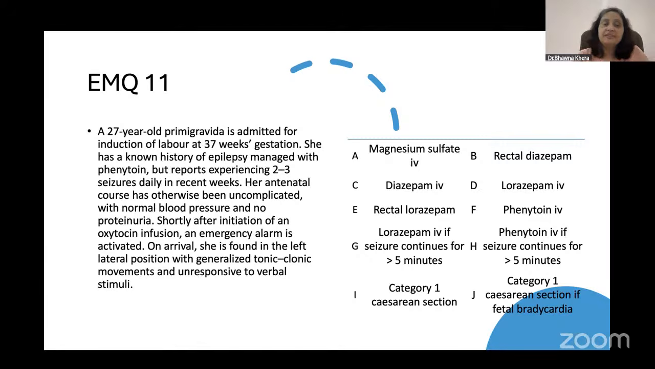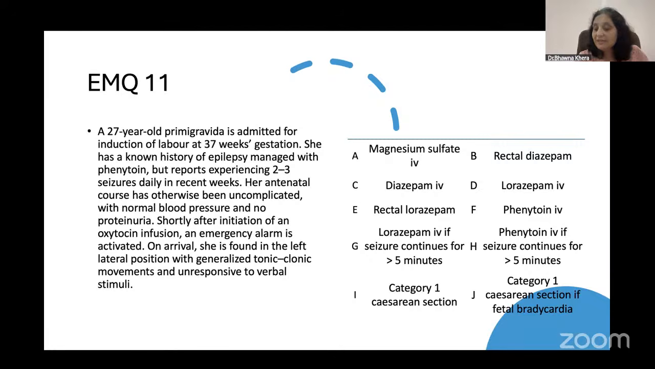A 27-year-old primigravida is admitted for induction of labor at 37 weeks gestation. She has a known history of epilepsy managed with phenytoin, but reports experiencing 2 to 3 seizures daily in recent weeks. Her antenatal course has otherwise been uncomplicated with normal blood pressure and no proteinuria. Shortly after initiation of an oxytocin infusion, an emergency alarm is activated. On arrival, she is found in the left lateral position with generalized tonic-clonic movements and unresponsive to verbal stimuli. Now, what needs to be done for this patient? What is the appropriate treatment here?